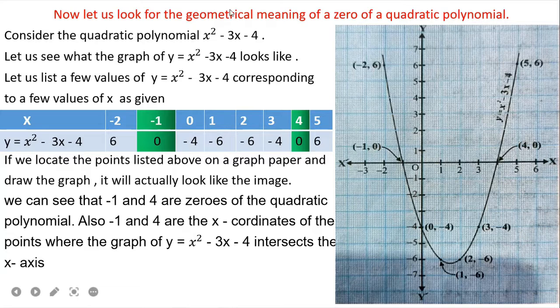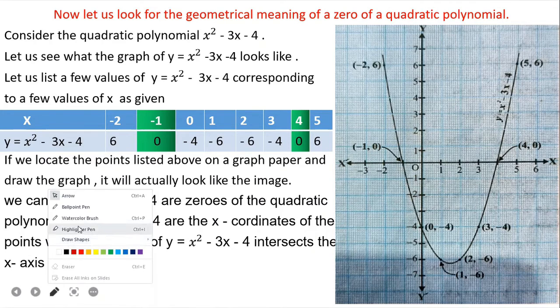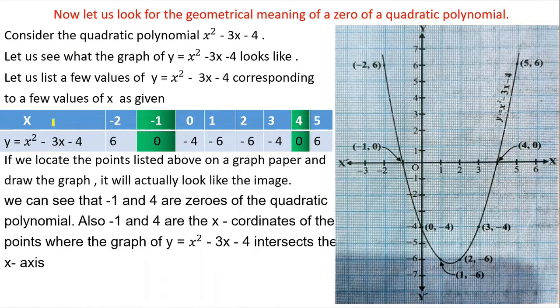Now let us look at the geometrical meaning of a zero of a quadratic polynomial. Let us consider a quadratic polynomial, that is x squared minus 3x minus 4. In order to plot a graph, we require some points. So I want to find the corresponding points. If I take x is equal to minus 2 and substitute x is equal to minus 2 in the equation y is equal to x squared minus 3x minus 4, I am getting y value as 6.